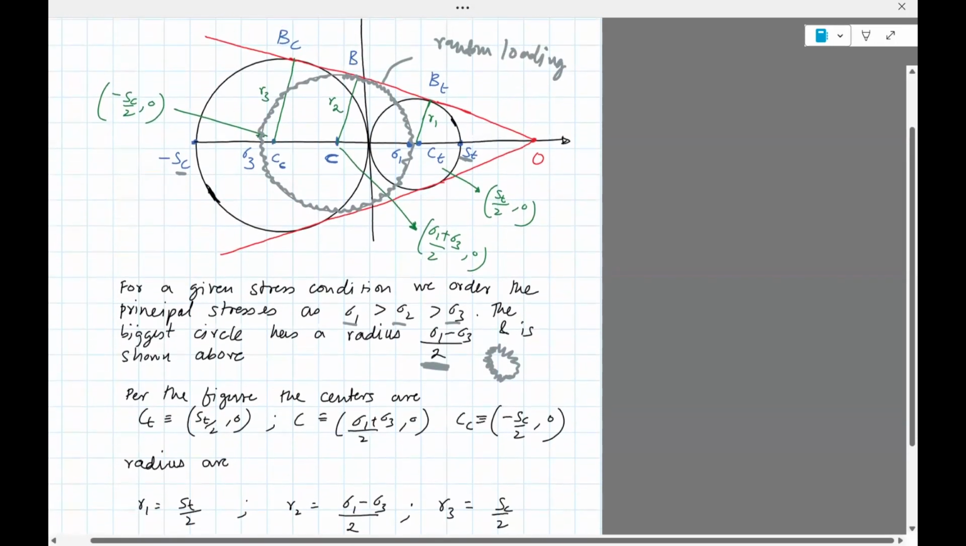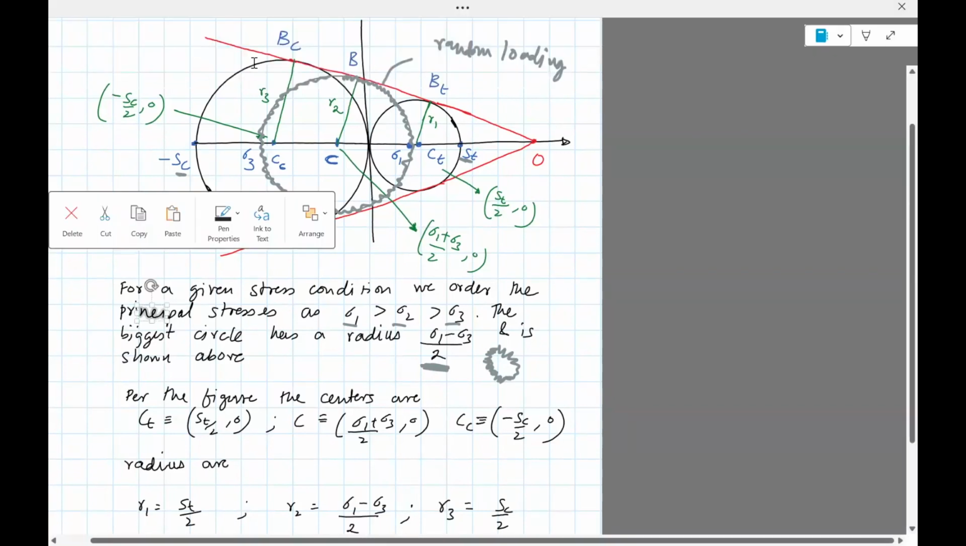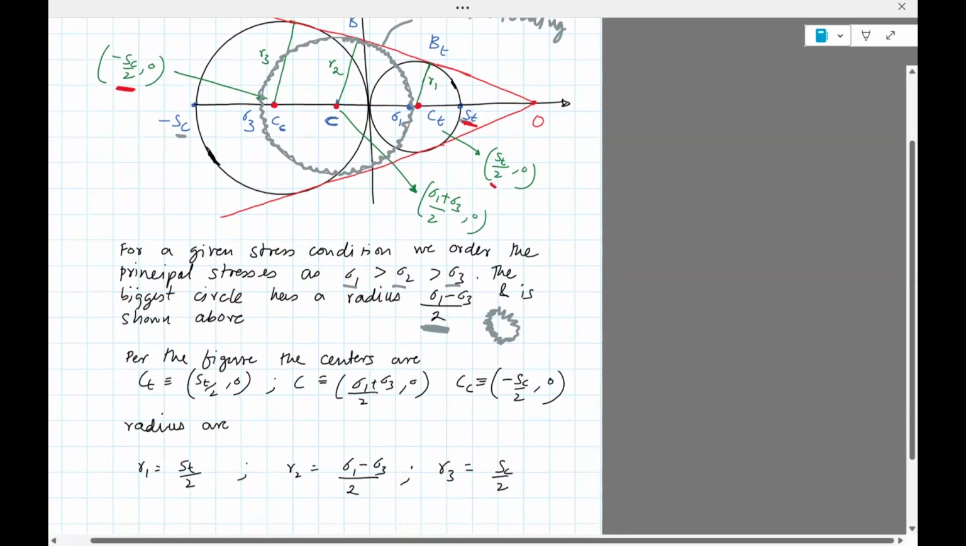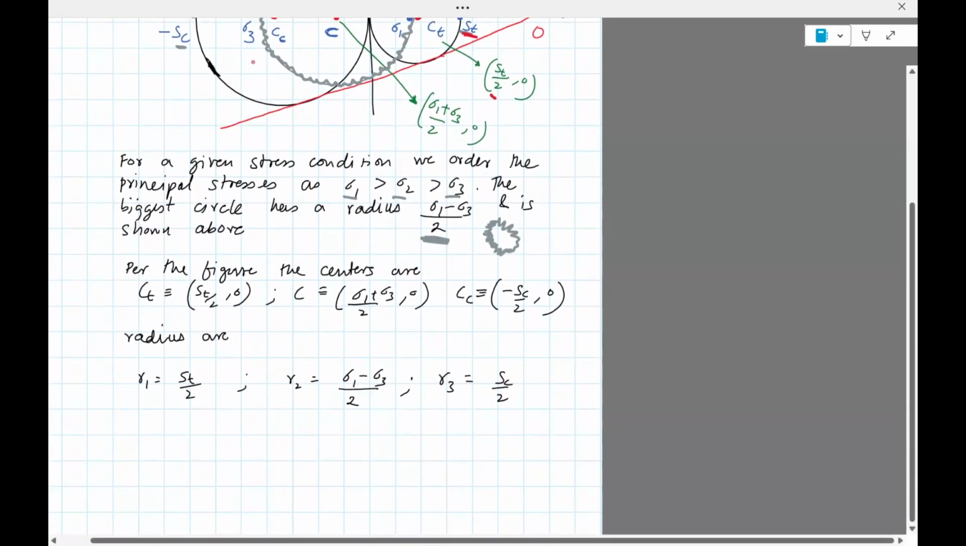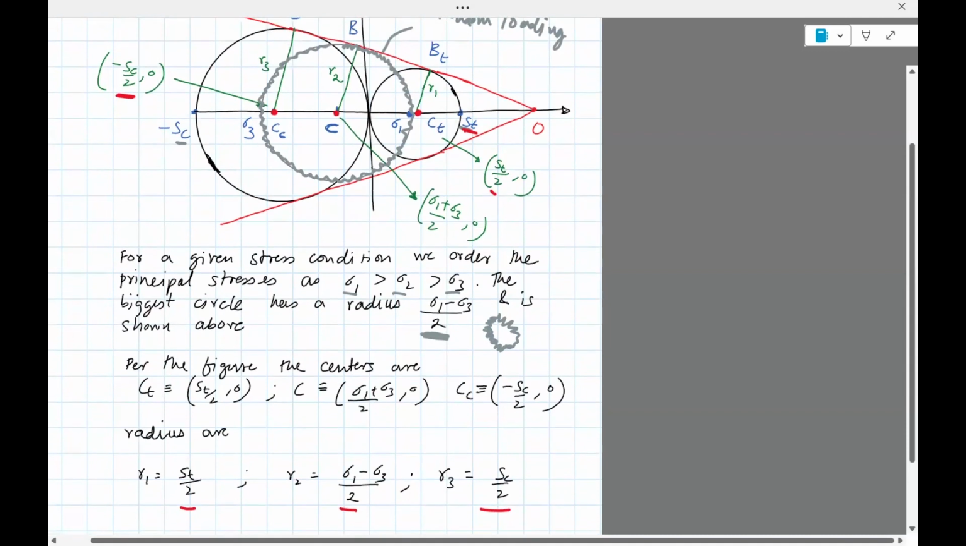Now, what we can do is compute the center of the circles. So the center of this circle is clearly ST divided by 2. The center of this bigger circle is SC divided by 2. And then the center of this circle, which is the loading condition we are considering, is sigma 1 plus sigma 3 divided by 2. And the radius is clearly ST divided by 2, sigma 1 minus sigma 3 divided by 2, and SC divided by 2. So we have those centers, we have the radius.